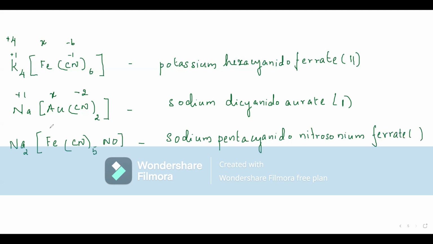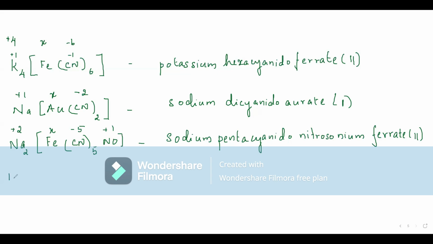charge. X +2 -5 +1. So sodium pentacyanido nitrosonium ferrate. The charge here is, sodium is 2, 2 + 1 is 3, and -5. So X should be equal to 2. So that is also done.